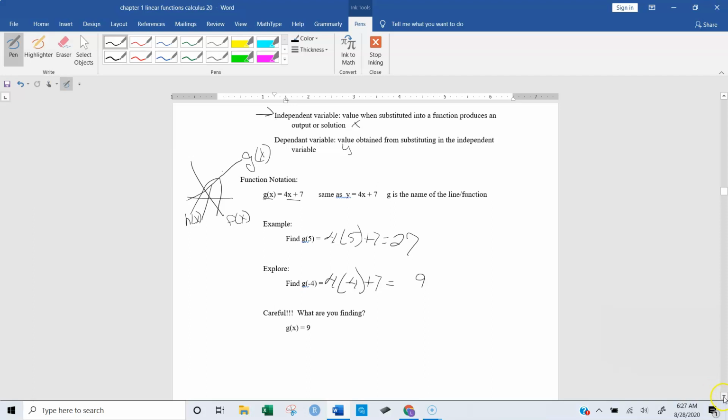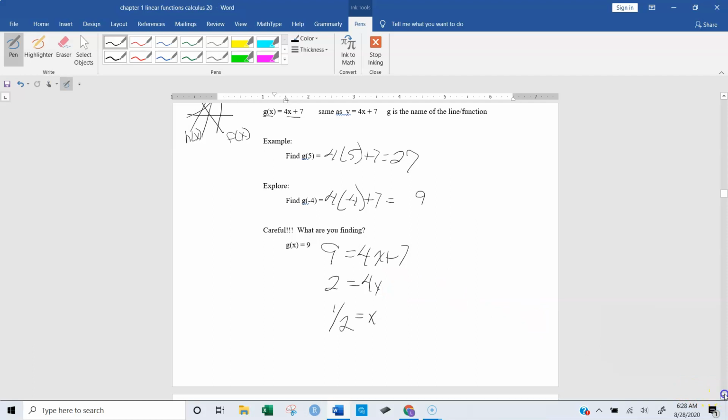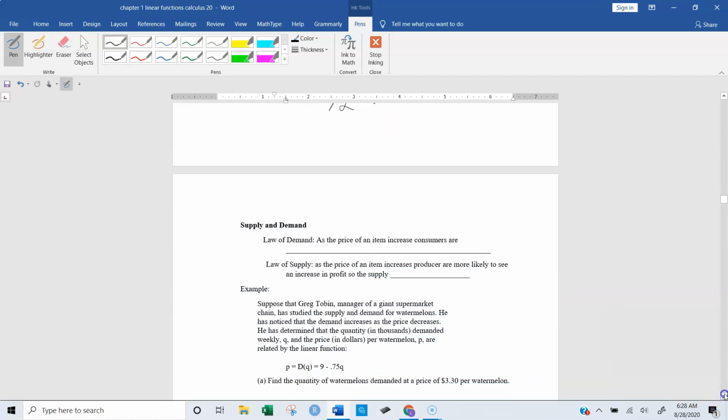Okay, if you notice now, I've given you a little bit different here. Remember, we told you g of x meant y, so now I've given you the y value. So you should have said 9 equals 4x plus 7, subtracted your 7, so 2 equals 4x, so x equals 1/2. I hope you did well. All right, let's continue with something a little more challenging, hopefully, coming up.